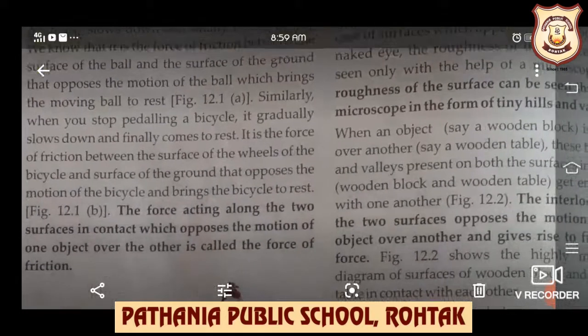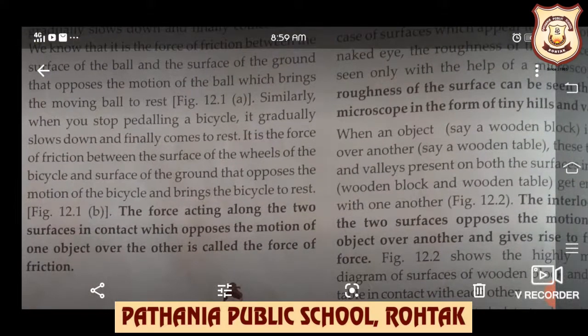Now similarly, another example we will take of a bicycle. When we stop pedaling a bicycle, it gradually slows down and finally comes to rest. Can you tell me now where the force of friction is acting? Force of friction is acting between the surface of the wheels of the bicycle and the surface of the ground. This opposes the motion of the bicycle and brings the bicycle to rest.